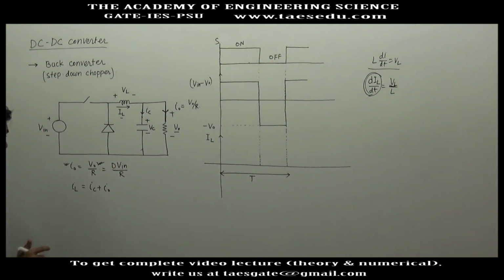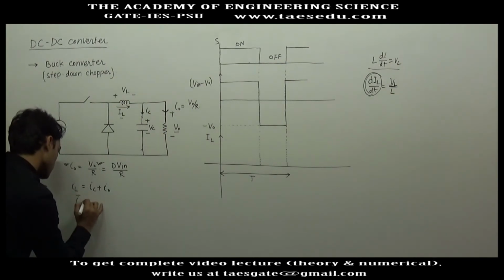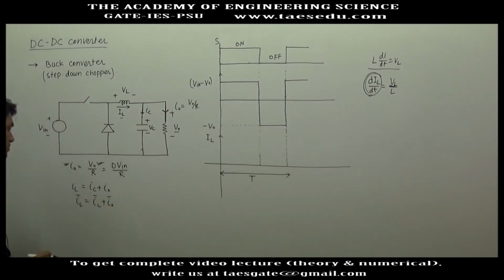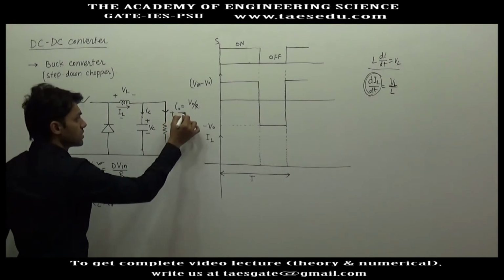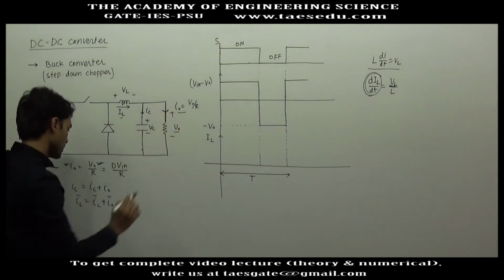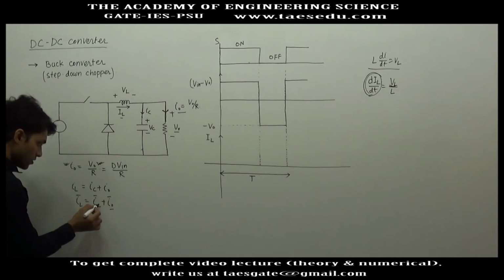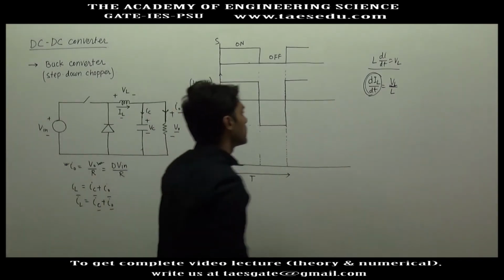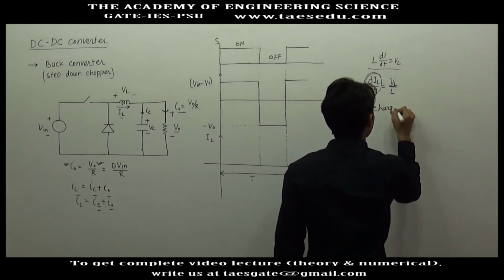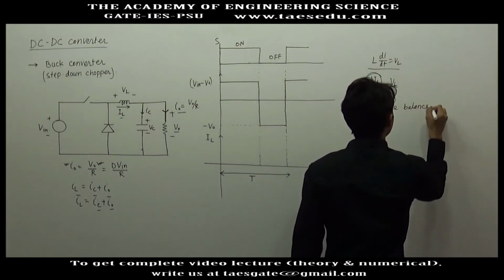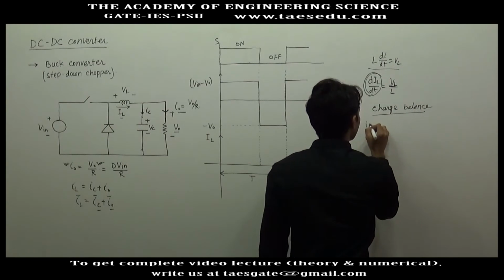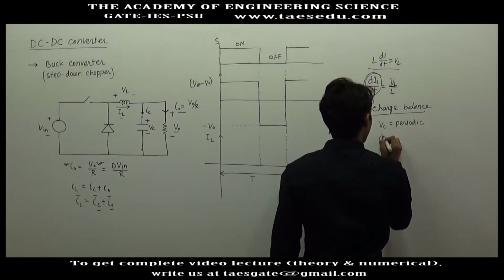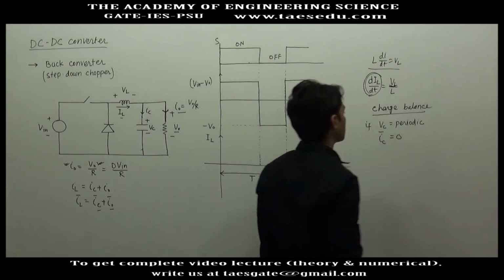Now if you are interested in the average inductor current, it will be average capacitor current plus average output current, and since output current is constant, the average output current will be V0 by R. So this quantity is known. What will be the average capacitor current? Here again we need the concept of charge balance. Charge balance says if capacitor voltage is periodic, the average capacitor current will be 0.